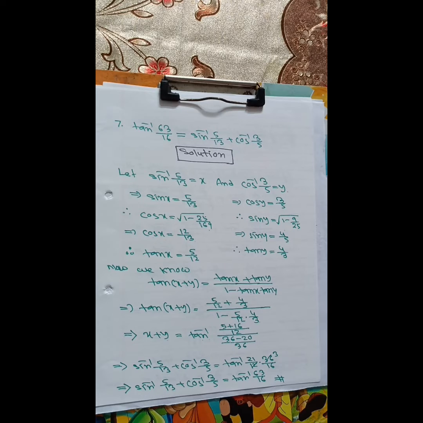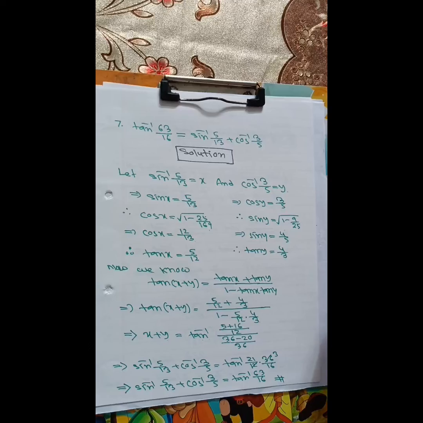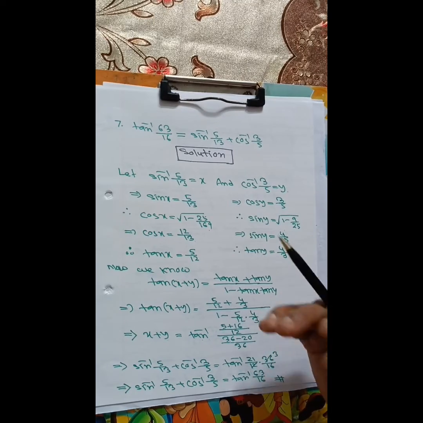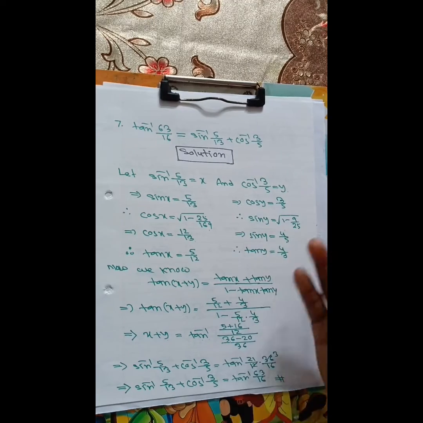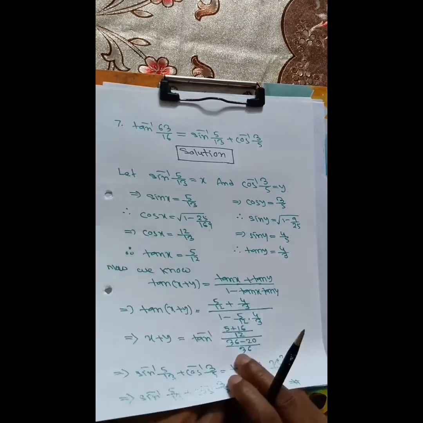Sine inverse 5 by 13 plus y is equal to what? Cos inverse 3 by 5 is equal to tan inverse. After simple calculation, we get 63 by 16. That's why we get sine inverse 5 by 13 plus cos inverse 3 by 5 is equal to tan inverse 63 by 16. Every step is distinct. There are no difficulties. The formula we have already used is found in the previous class. Thank you. Next we are going to discuss question number 8.